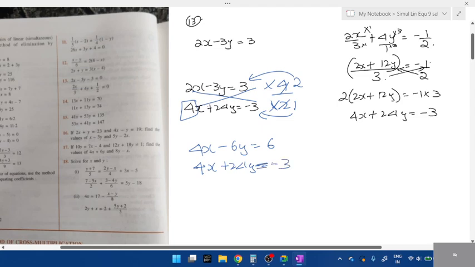If the signs are same, you can't cancel. What you have to do? Minus, minus and minus 3 becomes completed. Find the value of y and substitute. Complete it. Find the value of y and substitute. Find the value of x.